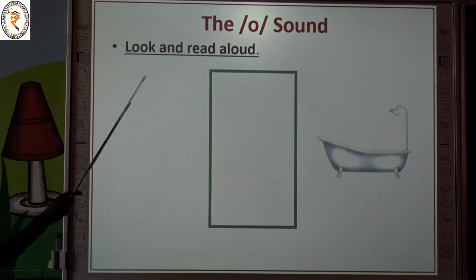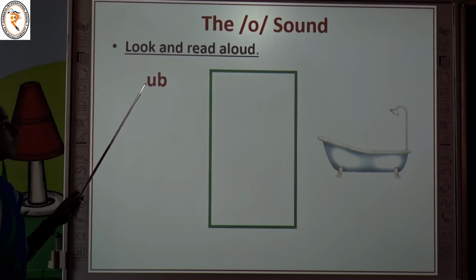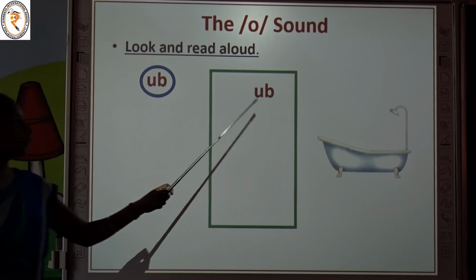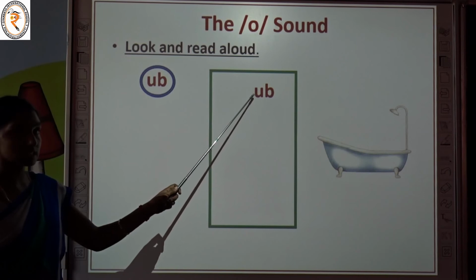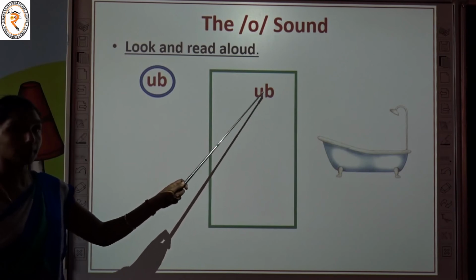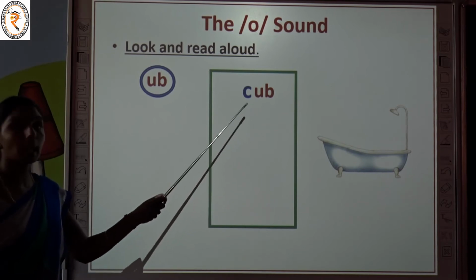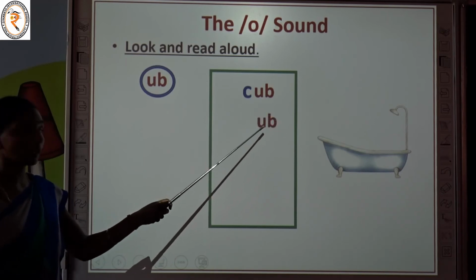Shall we see some more examples for better understanding? Now we are going to read some words that end with the letters UB. Before that, let's learn the pronunciation of these letters. UB. How can we pronounce the letters UB? U gives the sound A. B gives the sound B. UB. C is added. Now can we pronounce this as cub? Cub.